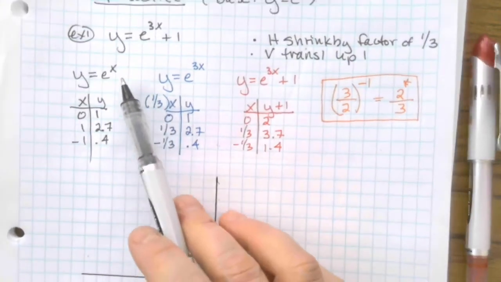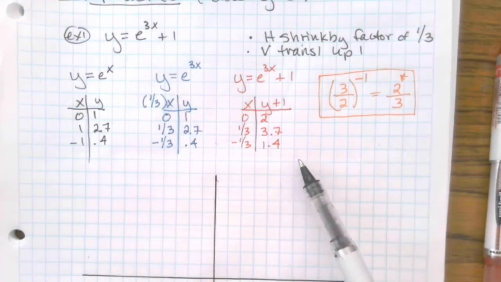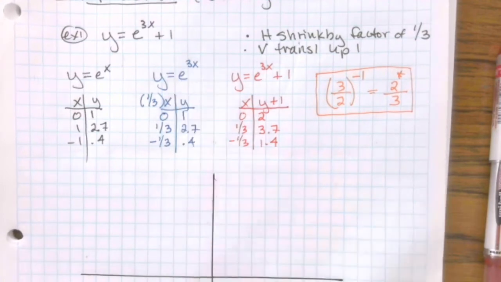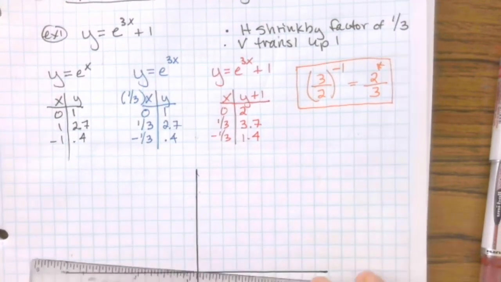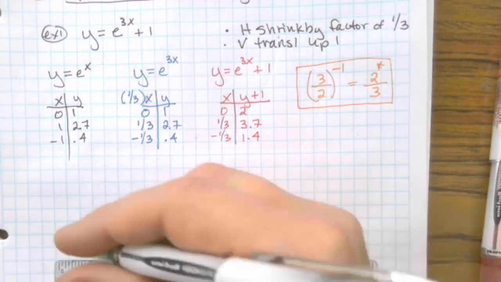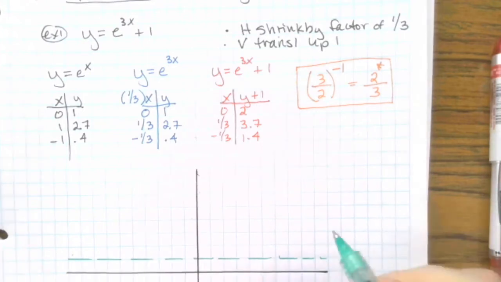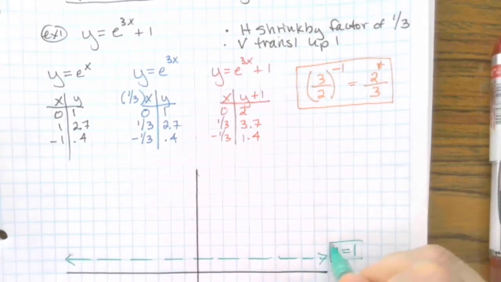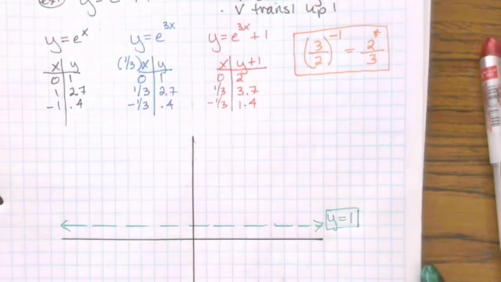And I already know because the 3 is positive that this curve is going to go upward like this. I know because it's been vertically translated up 1 that my new vertical asymptote is going to go up 1 along with the graph. So I'm going to start by drawing that asymptote and labeling it y equals 1. This will make the shape of the graph much easier to get.